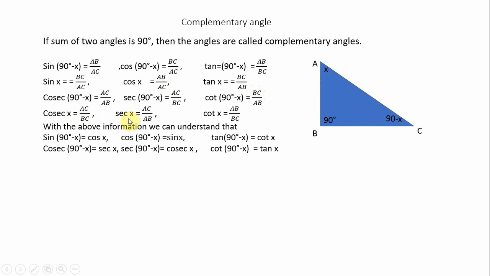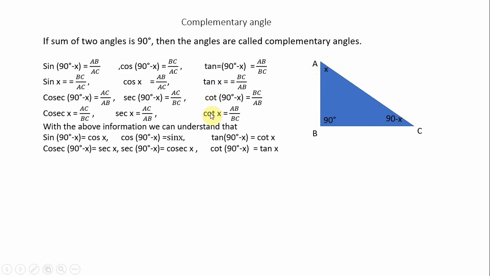Secant x. Secant means what? Inverse of cos. Cos is what? Adjacent side by hypotenuse. So secant will be equal to hypotenuse by adjacent side. Hypotenuse is equal to AC and adjacent side is equal to AB. For what? X. X is the theta.